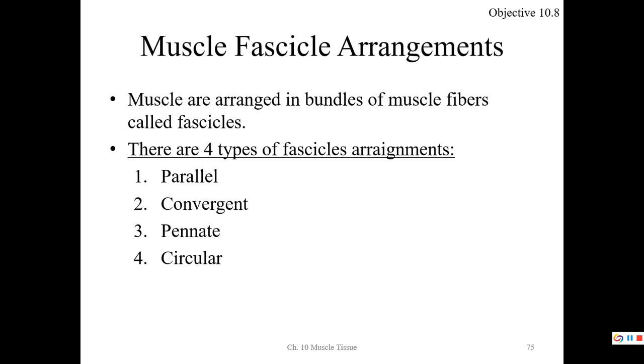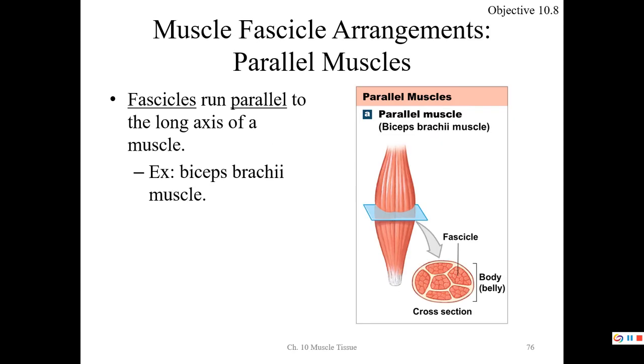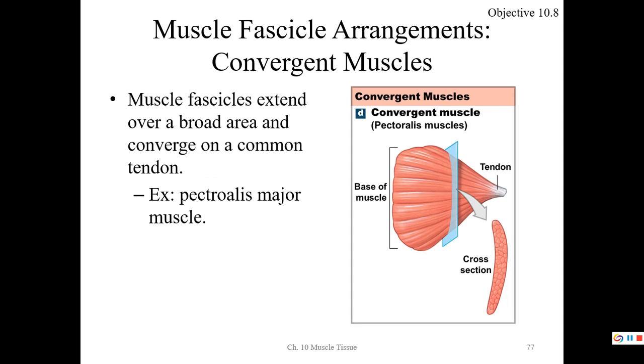Okay. Muscles are arranged in bundles called fascicles. These fascicles can be arranged in a muscle in 4 ways: parallelly, convergently, pinnately, and circularly. Let's look at them. Let's look at parallel. Parallel, it's really that easy. The muscle fascicles run parallel to the long axis of the muscle, like your biceps brachii does.